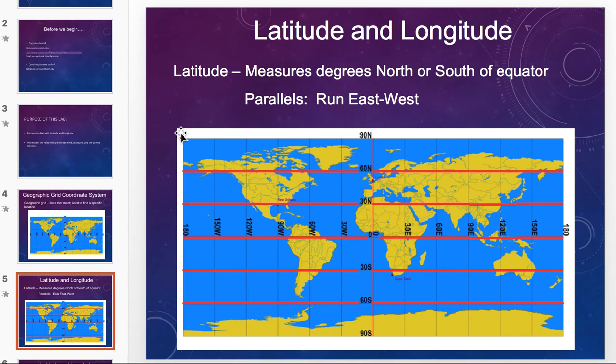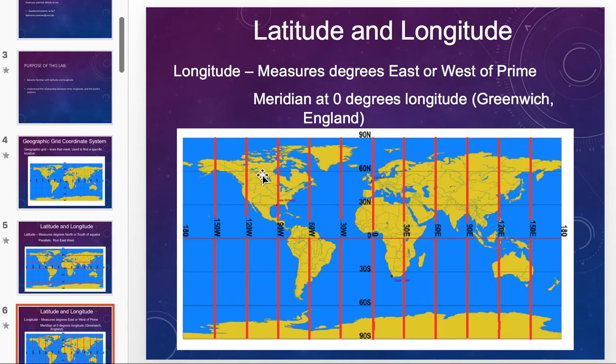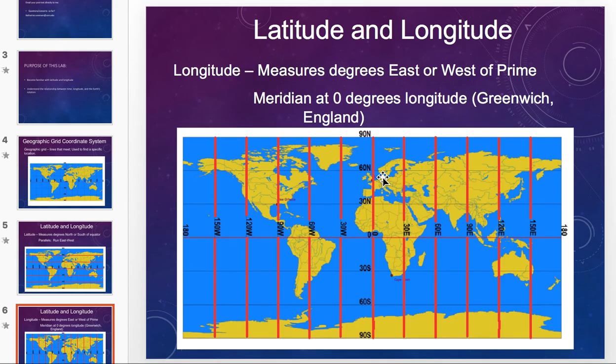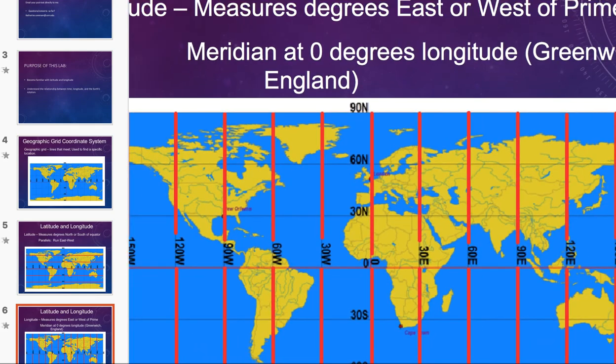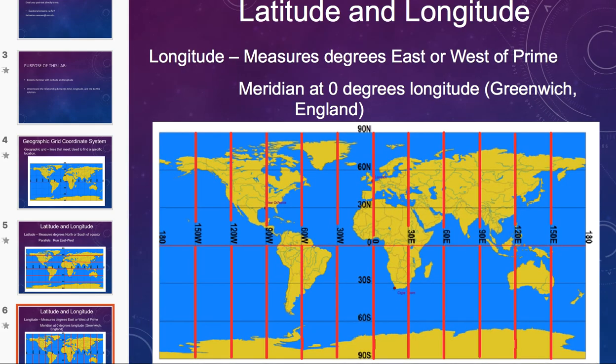So think latitude, lay, right? So it lays. Whereas longitude, think long legs. And these measure degrees east or west of the prime meridian. Here's our prime meridian right here. And if we can zoom in, I don't think you can actually see it very clearly, but it runs through Greenwich, England, which I'll read about in just a second on page 9.